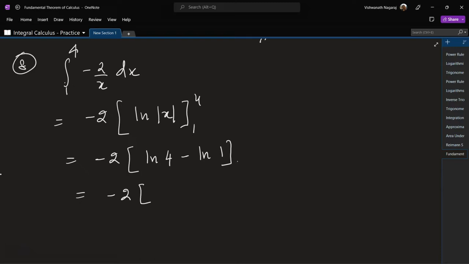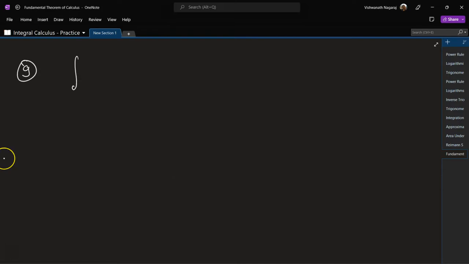Remember, natural log of 1 is 0. So the answer is minus 2 natural log of 4. Okay, 9th one, integral from 0 to pi by 6 of sec square x dx.